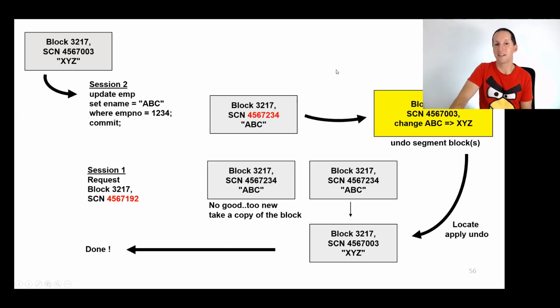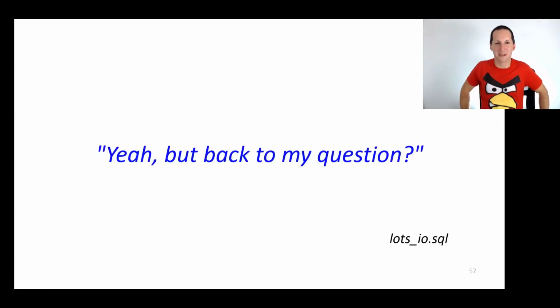So that's effectively how read consistency works. It's on the fly applying undo from other people's transactions. At which point you're going, well, thanks a lot, but how about my question? Why am I getting lots and lots of IO on a small table? Well, let's go to a new shell and I'll run a little demo.